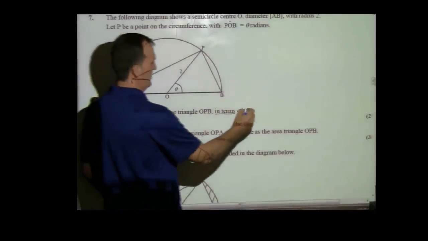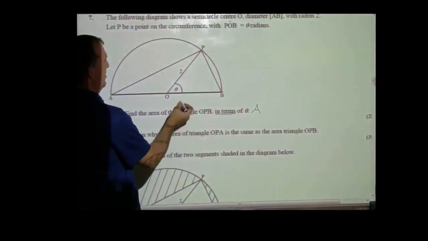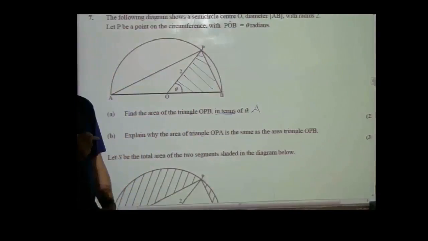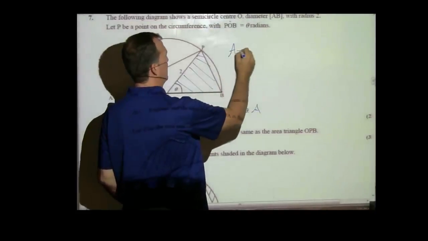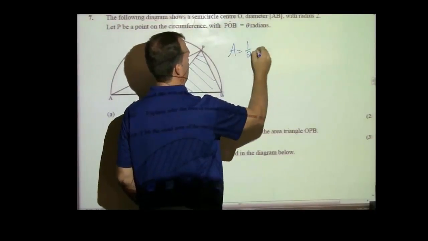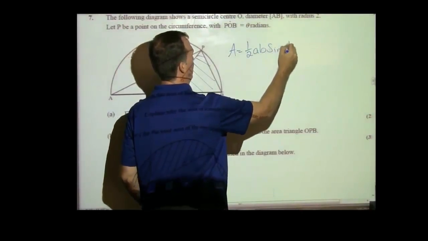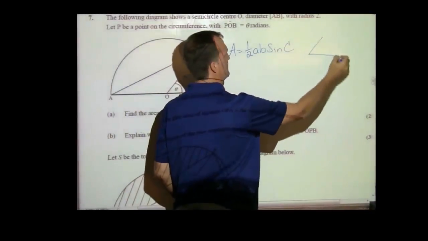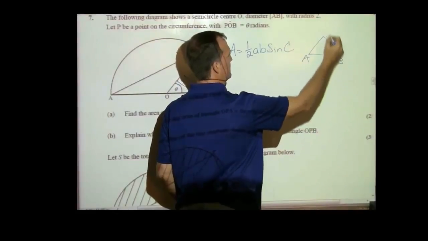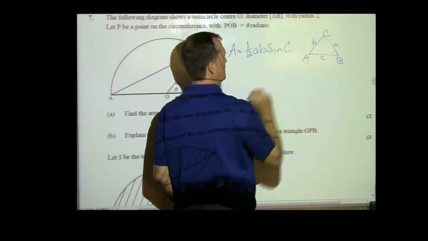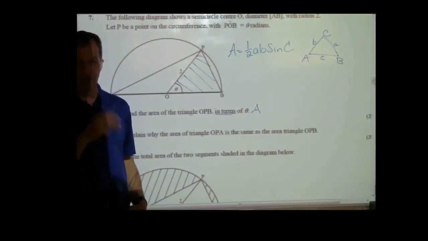So area, we want to know OBP. How do you find the area of a triangle? Half base times height, or what we need to use is that formula. And where did that formula come from? It came from that triangle, or any triangle.